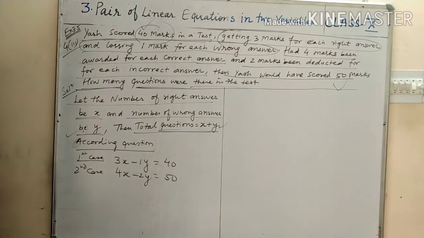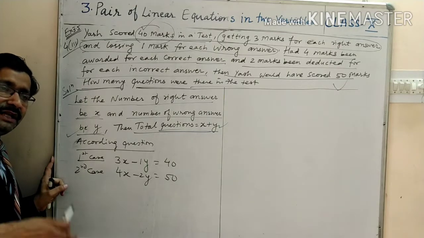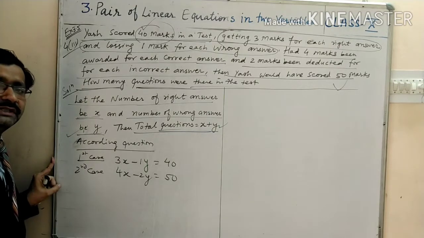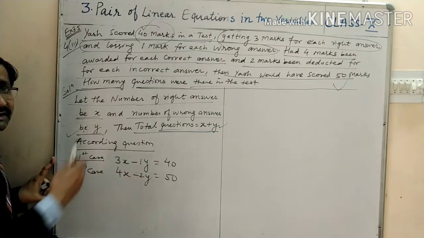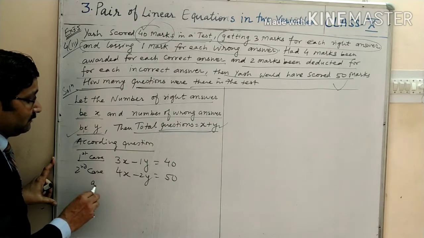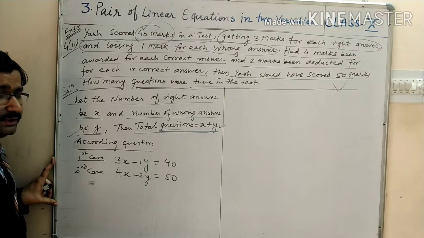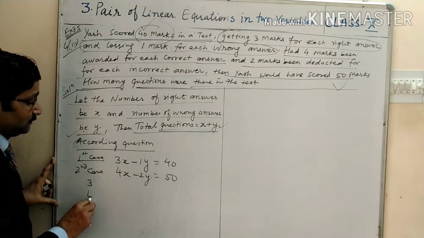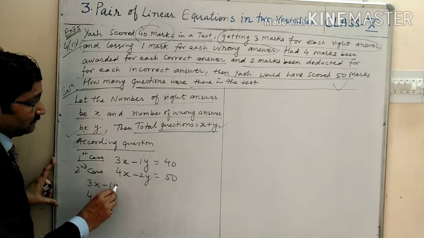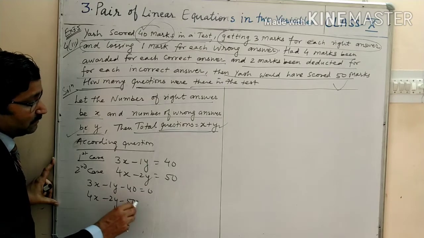These are the two equations you get, and you have to solve them here by the cross multiplication method. In an exam you can solve by any method: cross method, substitution method, elimination method. But here we will use the cross method. Here 40 and 50 are C1 and C2 on the right hand side. A1 upon A2 is 3 upon 4, B1 upon B2 is 1 upon 2, which are not equal, so we can apply the cross method. First transfer C1 and C2: 3x minus 1y minus 40 equal to 0, and 4x minus 2y minus 50 equal to 0.